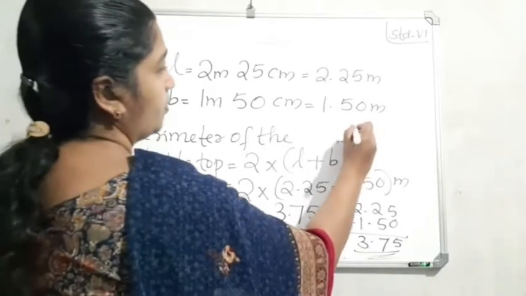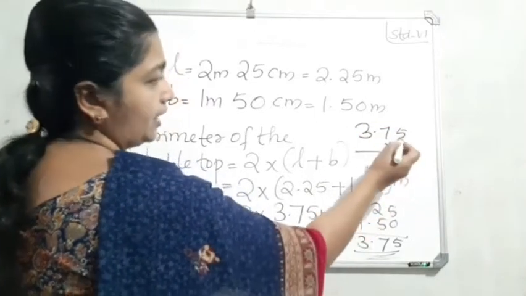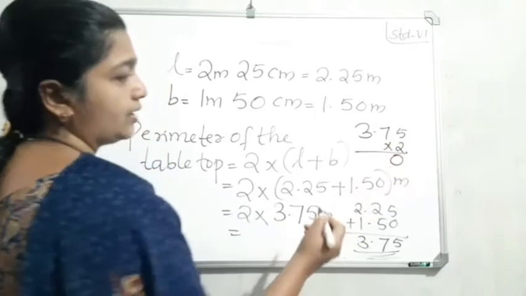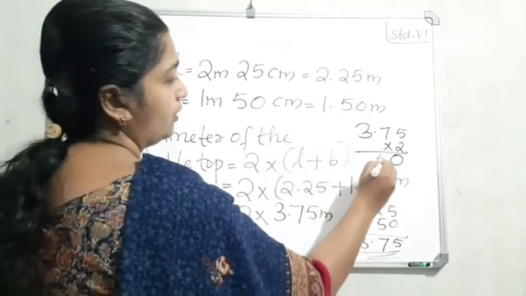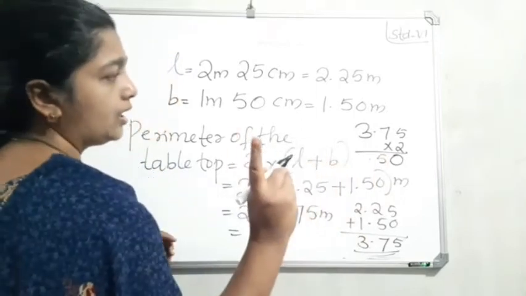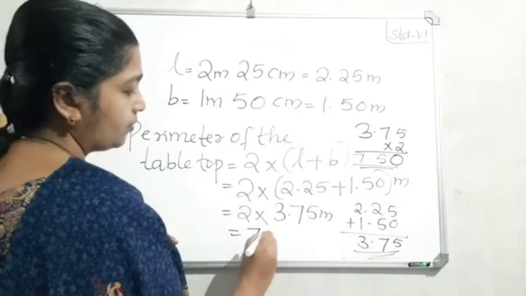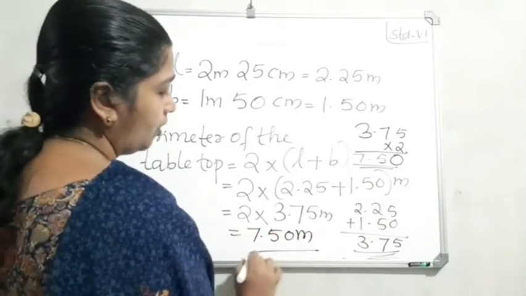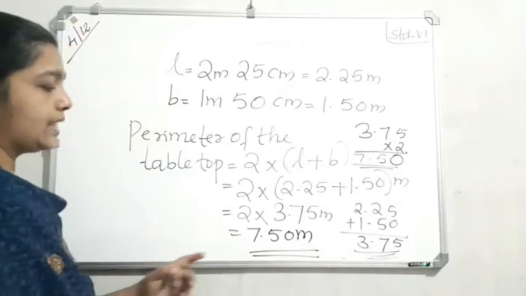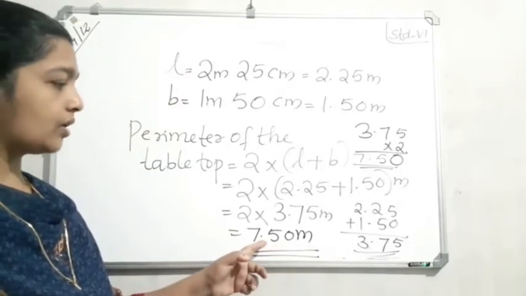Then, 3.75 into 2. Here all of you listen. 5 into 2 equal 10. Then, 7 into 2 equal 14 plus 1 equal 15. Then 3 2s are 6 plus 1 equals 7. That equals 7.50 meter or 7.5 or 7 meter 50 centimeter.